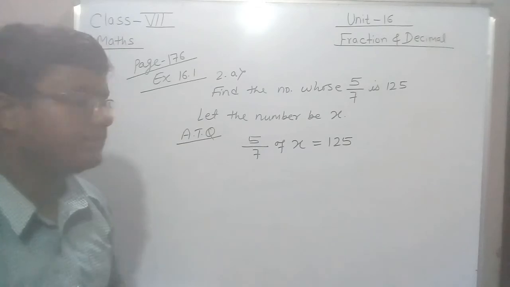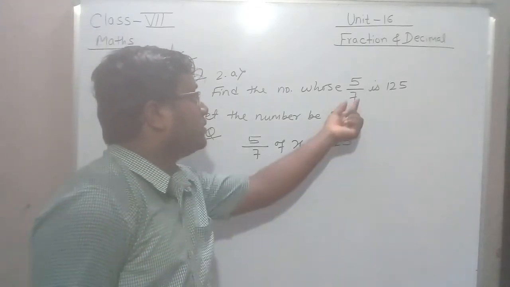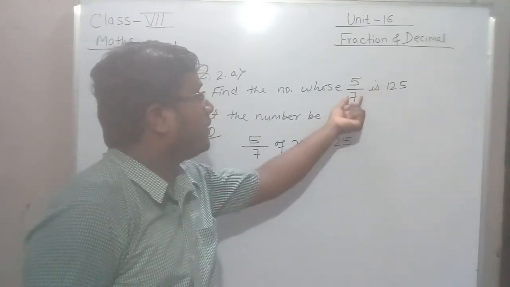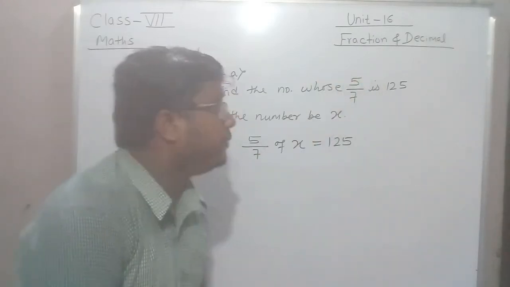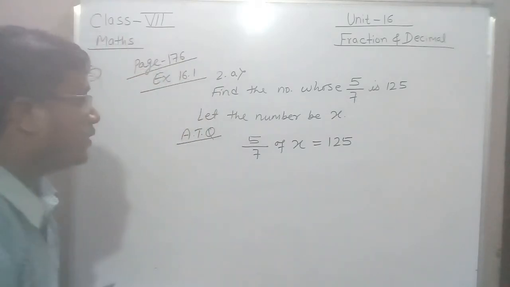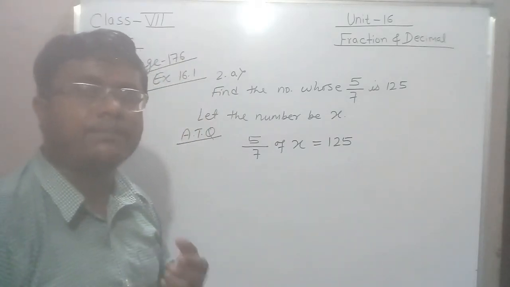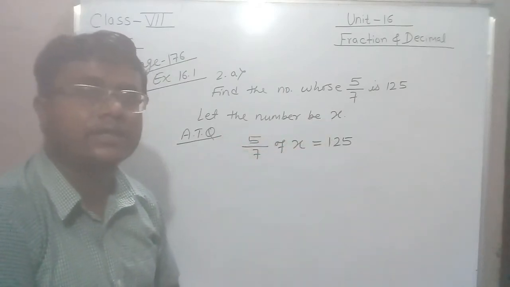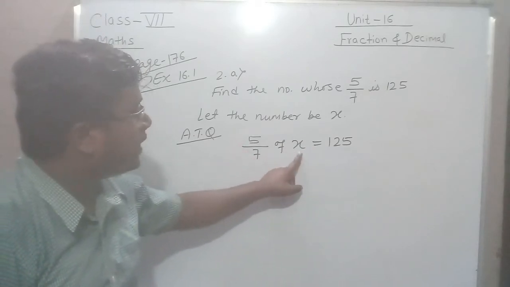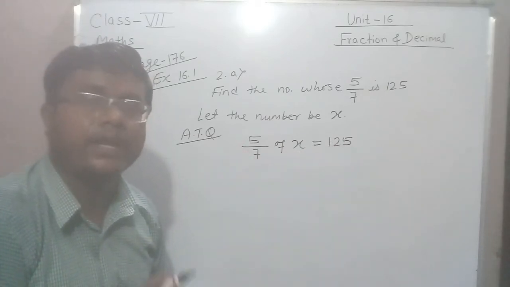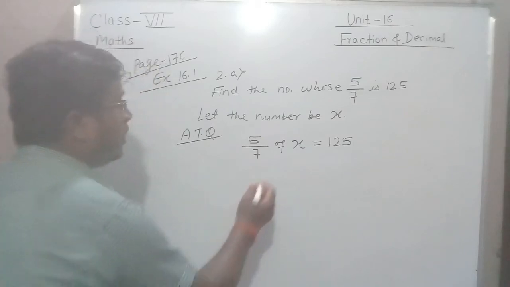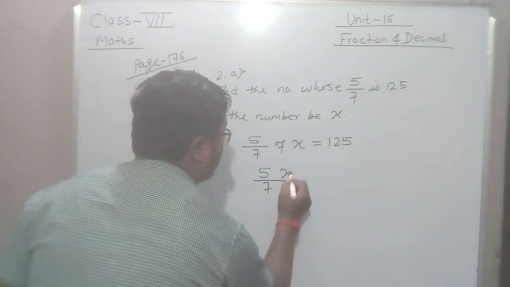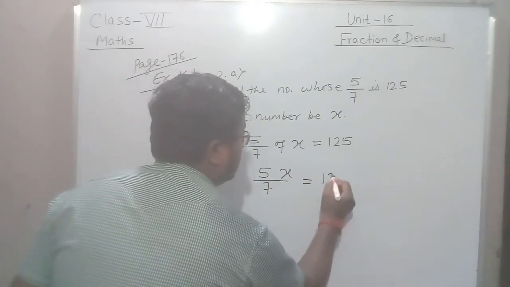Find the number whose 5 upon 7 is 125. त्यो number को लो, जसको 5 upon 7 भनेको 125 हुन्छ, मतलब 7 भागको 5 भाग भनेको 125 हुन्छ भनेर हामीलाई क्वेशनले सोधिरहेछ. So what we have done here, we have supposed that number as x. मैले त्यो नम्बरलाई के माने यहाँ x. So 5 upon 7 of x is equal to 125 according to the question. Of means into, so we can write 5x upon 7 is equal to 125.